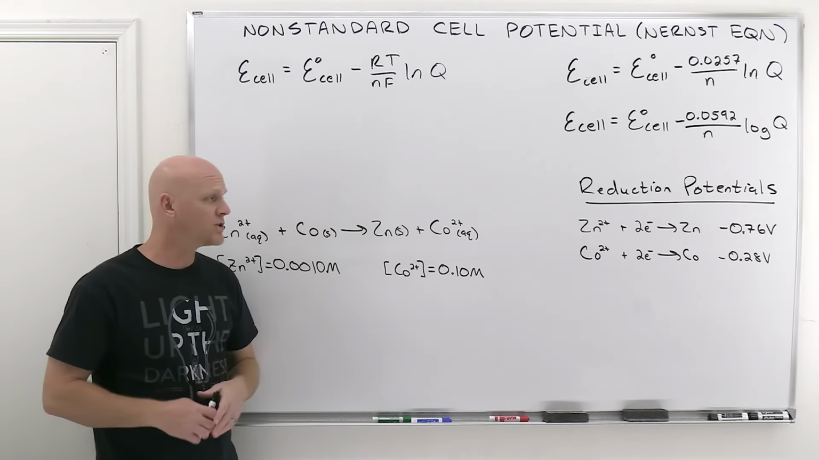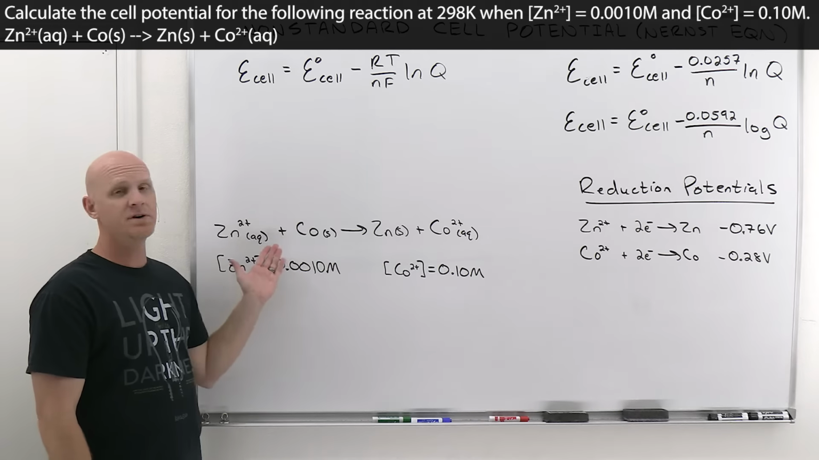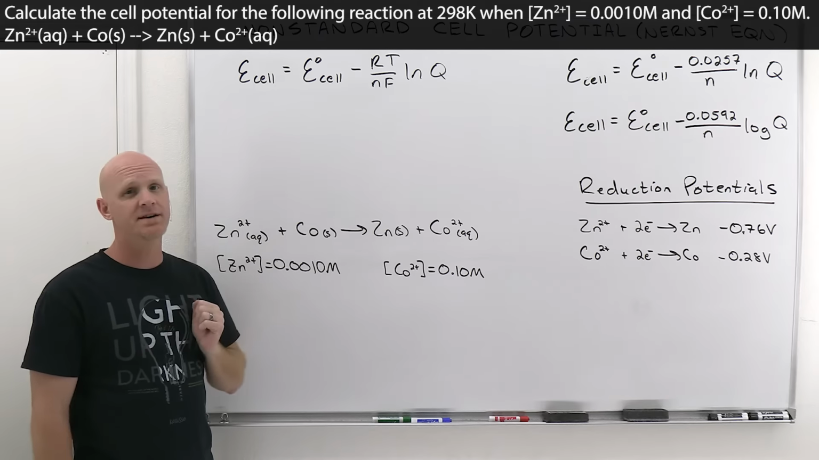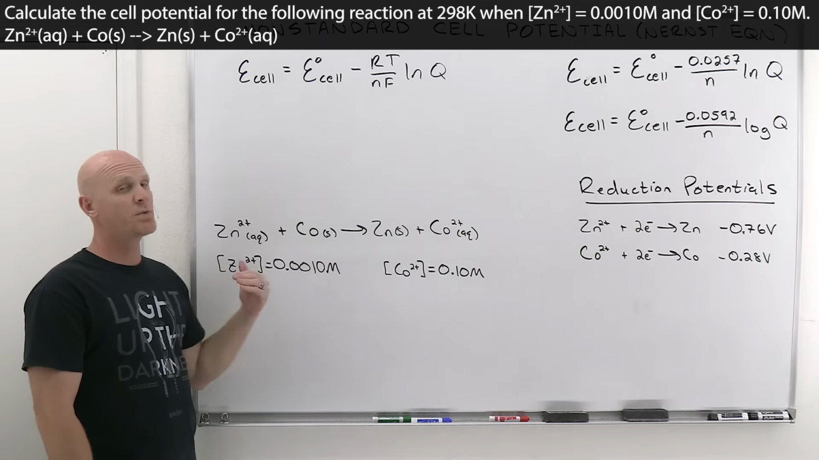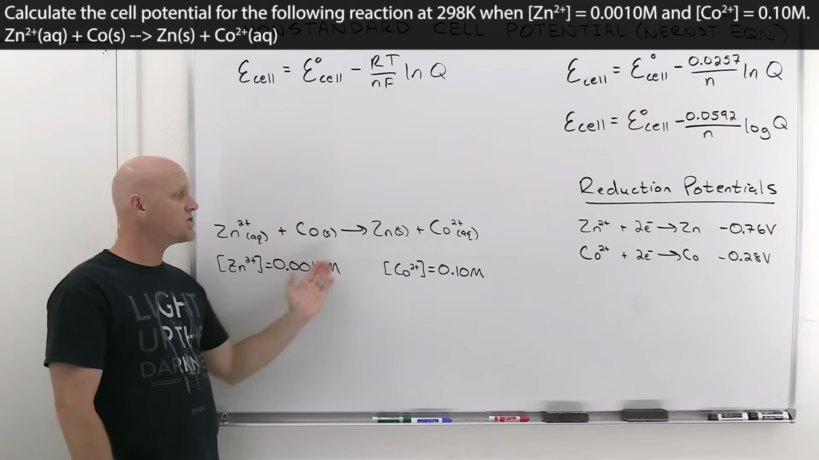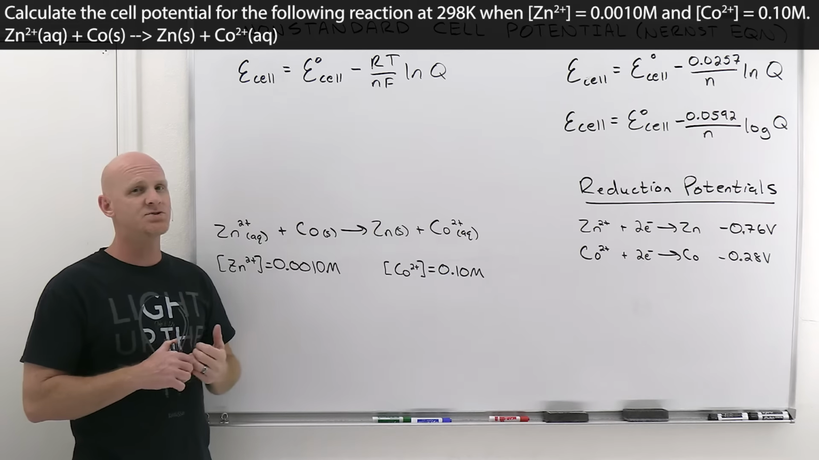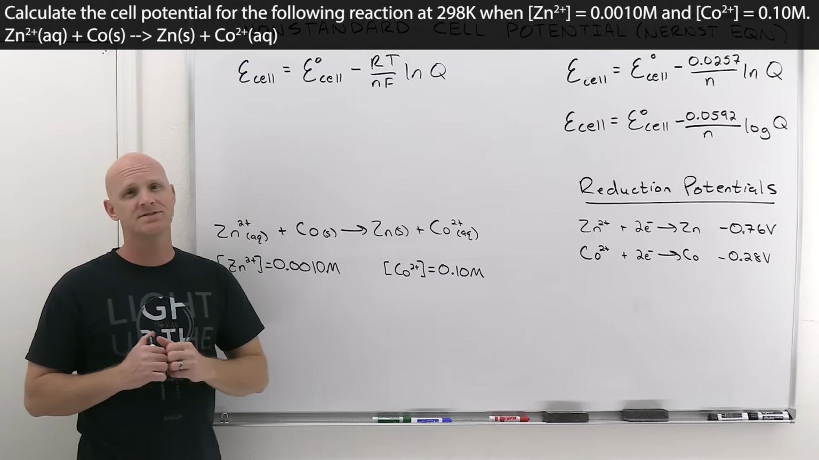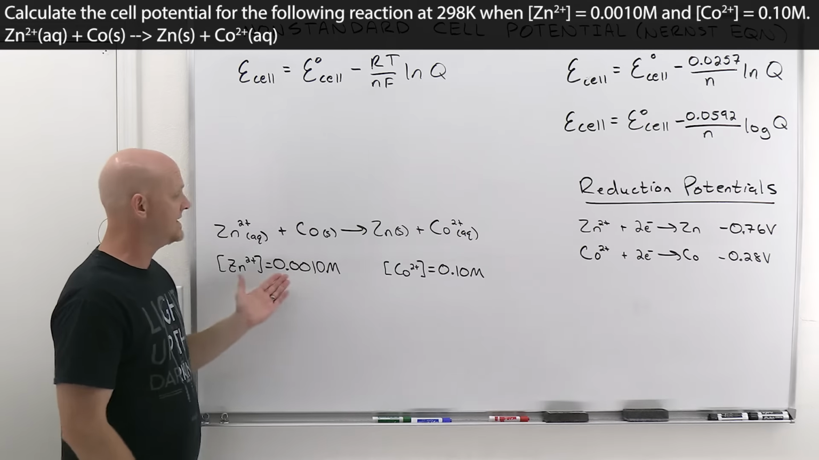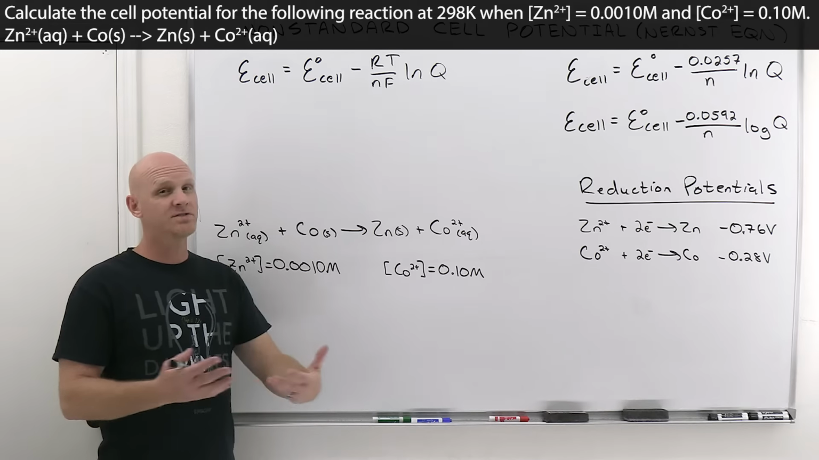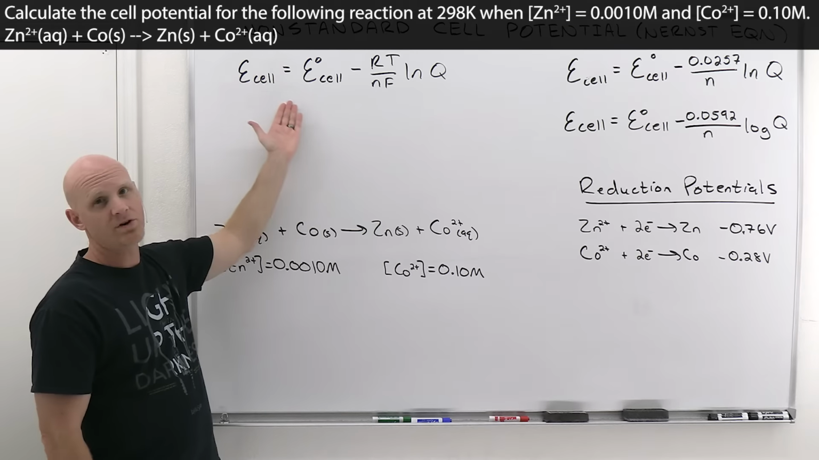All right, so the question we're going to take a look at is to calculate the cell potential for this reaction under these conditions at 298 Kelvin. In this case, we're definitely not under standard conditions because these are not equal to 1 molar. Again, standard conditions means aqueous species are all 1 molar concentration, gaseous species all 1 atmosphere partial pressure. So definitely not standard conditions. And the moment you're asked to calculate cell potential under non-standard conditions, that's what the Nernst equation is for.